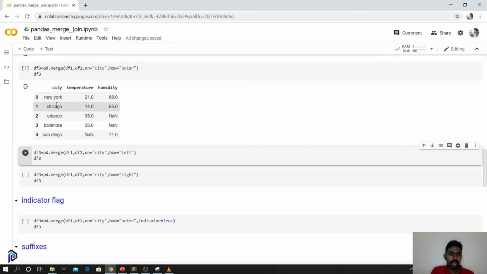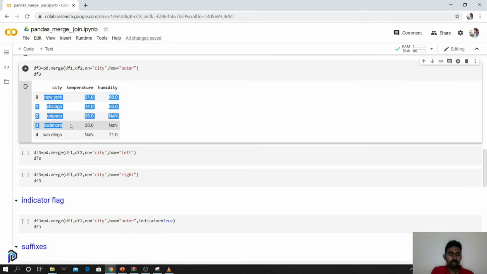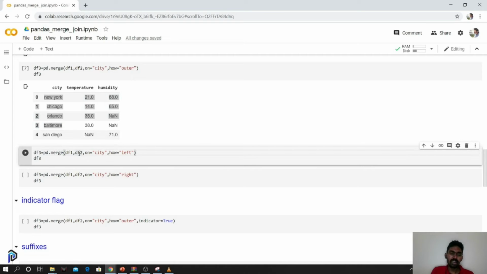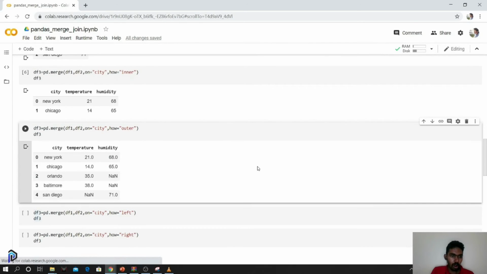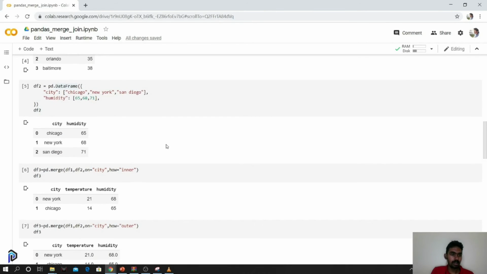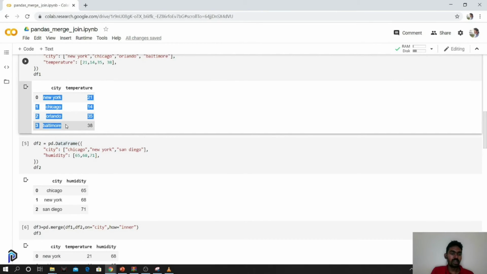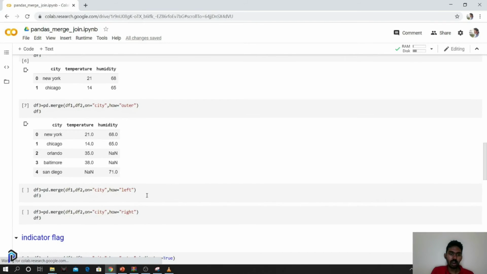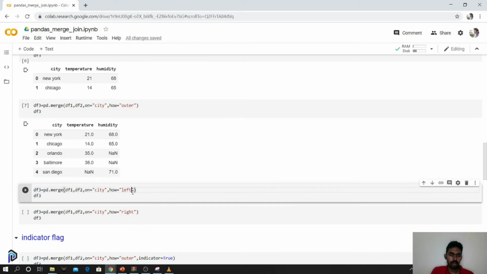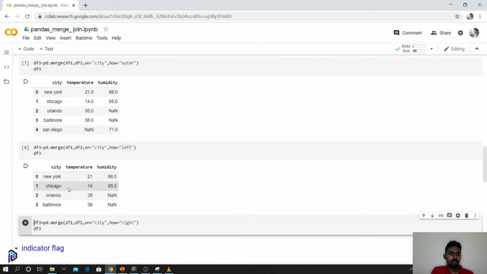So what left does is it keeps all the index values of the first data frame alone. And if the second data frame is also a part of it, we have it. So the output would be all the frames except Santiago. Santiago will not be there since it's actually not present in the first data frame. We look into the first data frame. This is our first data frame. So we will have all these rows when we do left join. But okay, let's see how it is. We will not be having Santiago alone because it's not present in the left.